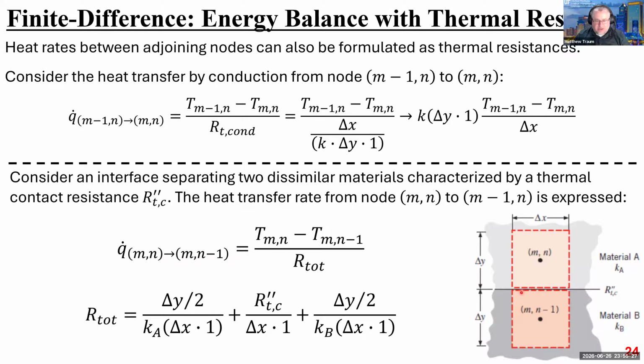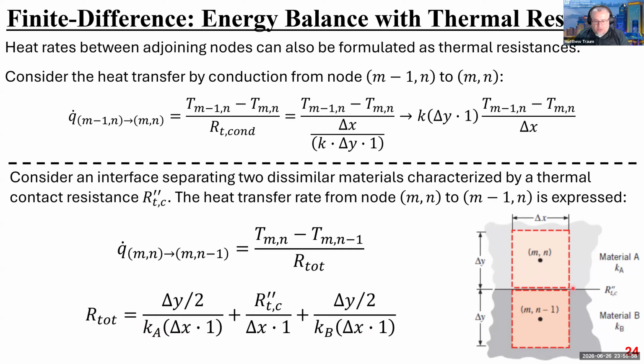What is that resistance? Well, it's the resistance of this part of the path, which is delta y over 2. The total distance is delta y, so I'm traveling delta y over 2, divided by K_A, the thermal conductivity of material A, and then multiplied by the cross-sectional area that heat transfers through, which is delta x times 1, where 1 is the distance into the page, which again we don't care about, so we just use a unit length.